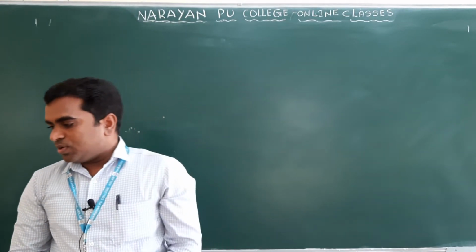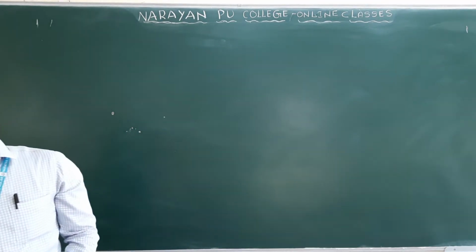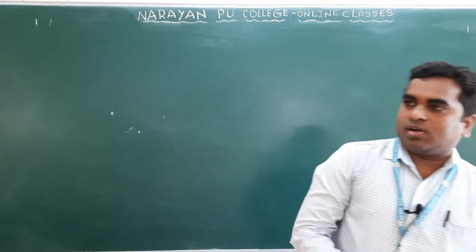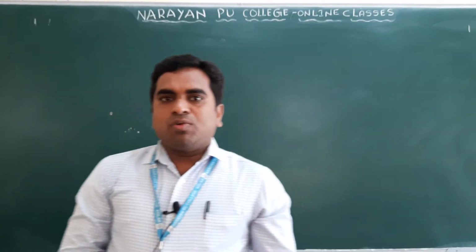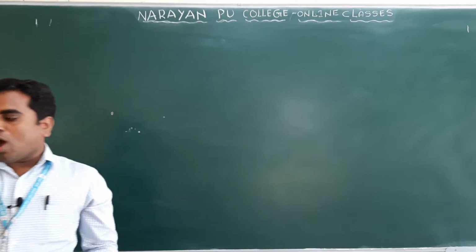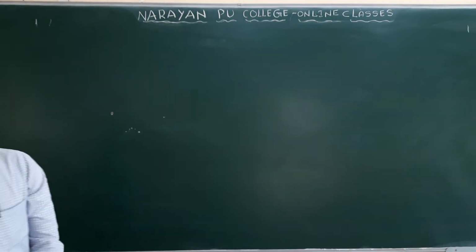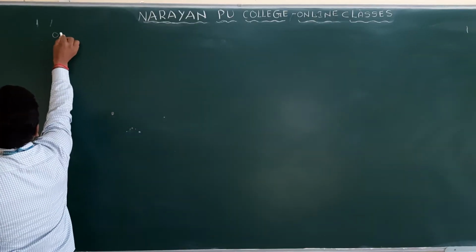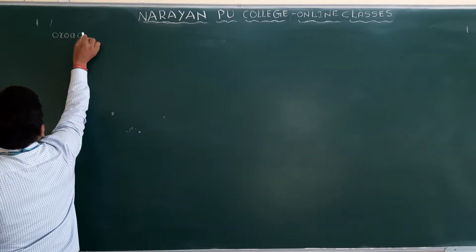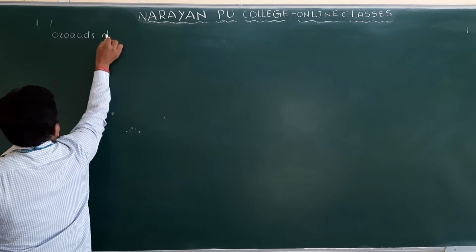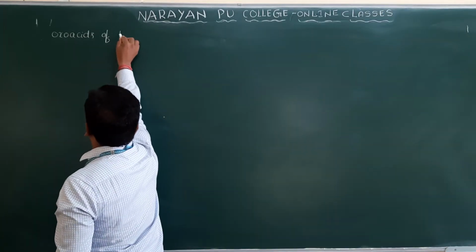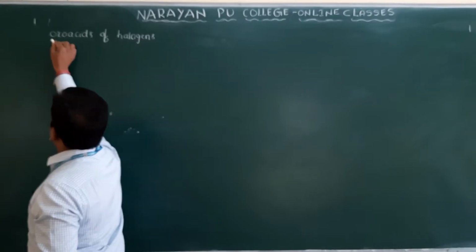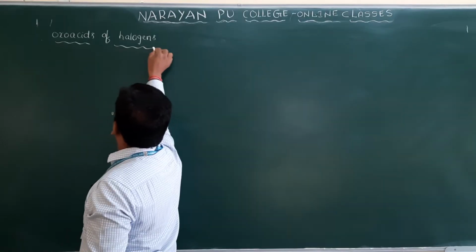In the last video, we discussed chlorine and hydrogen chloride, and today we will discuss the oxoacids of halogens. Let me put the heading: oxoacids of halogens.